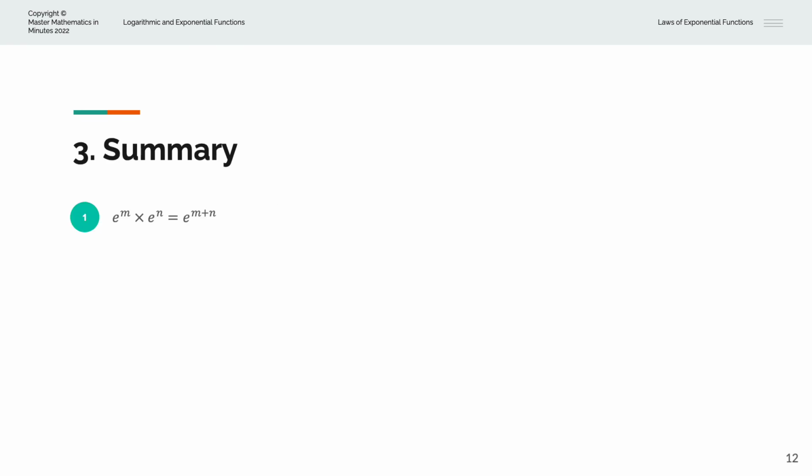So to summarize, if we're multiplying two exponential functions, we should sum the power. That's the first law. And the second law states that if we're dividing two exponential functions, we should subtract the power. And the third law states that e to the power of m, brackets, to the power of n is equal to e to the power of m times n. And the fourth law states that we're able to rewrite the nth root of e as e to the power of 1 over n.